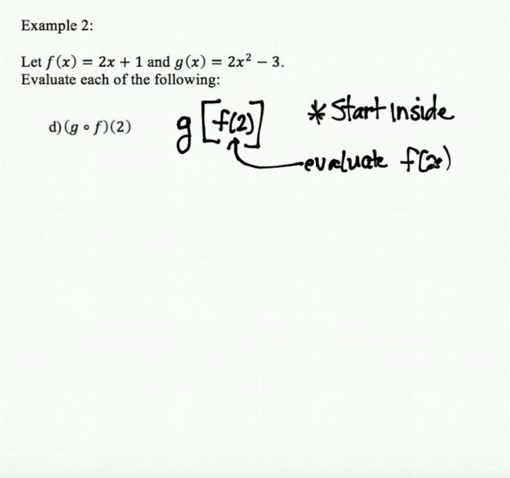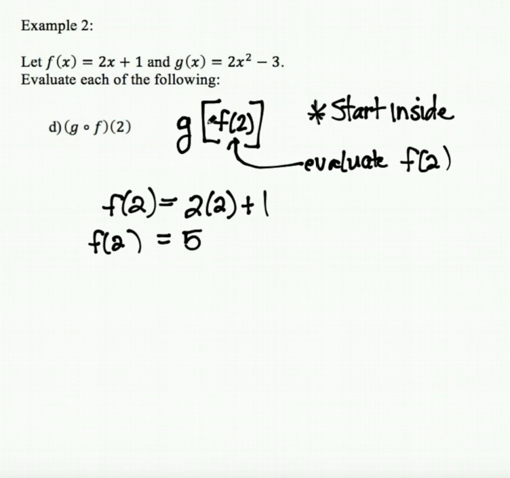Make sure you write these notes for yourself so that when you're looking back, you know exactly what you did. So f of 2 is equal to 2 times 2 plus 1. 2 times 2 is 4. 4 plus 1 is 5. So we know f of 2 is equal to 5. So what I'm going to do is take my g of f of 2 and rewrite it as g of 5 because I know that f of 2 is equal to 5.